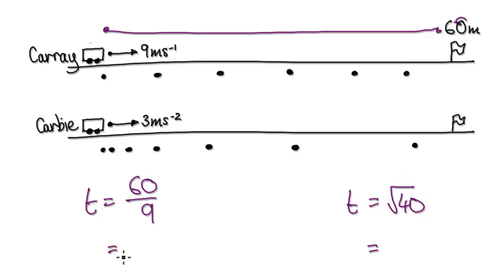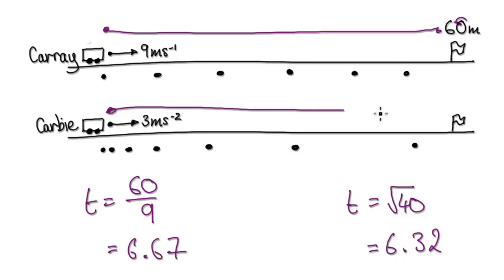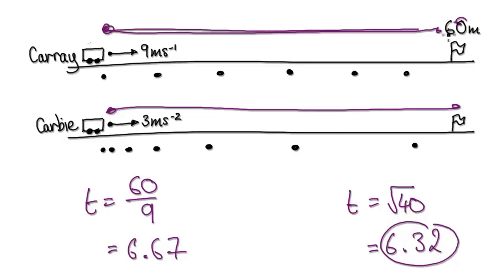Root 40 would be 6.32. 60 divided by 9 equals 6.67. So the time it takes for car B to do this is 6.32 seconds. The time it takes to do this would be this.